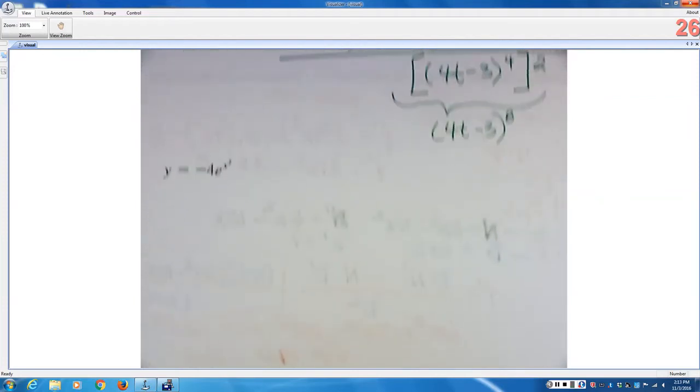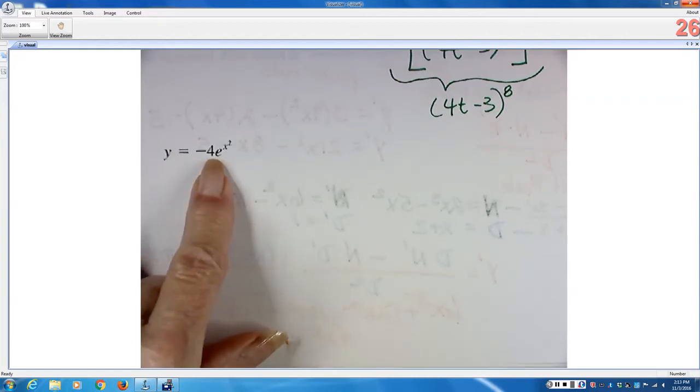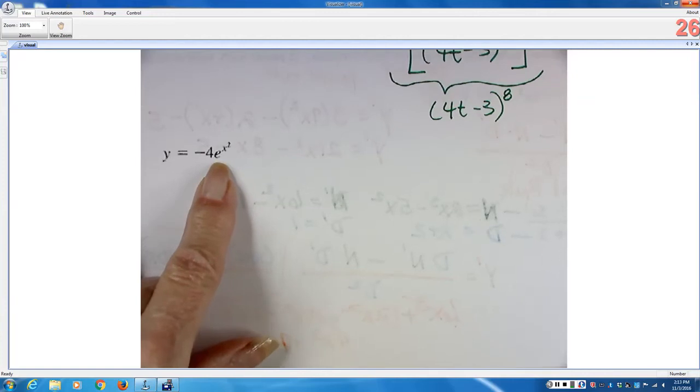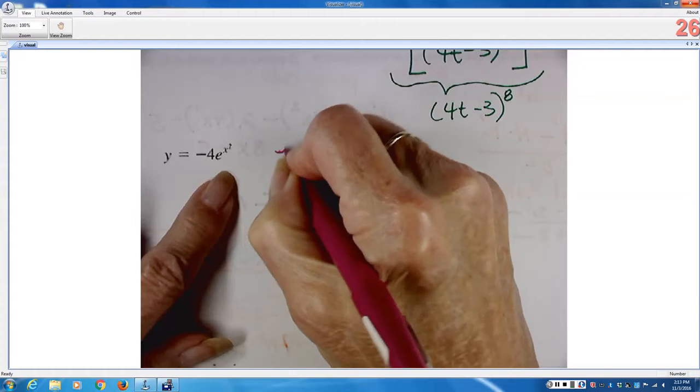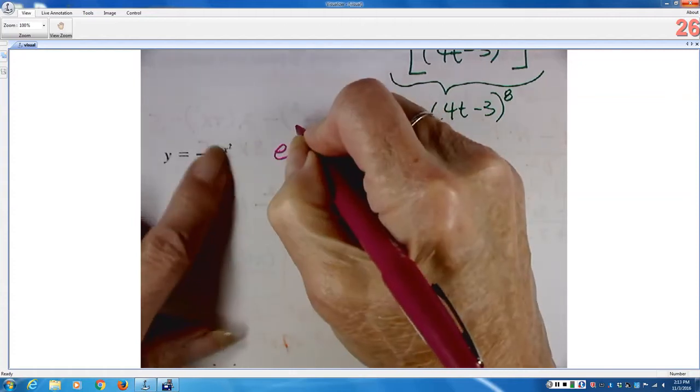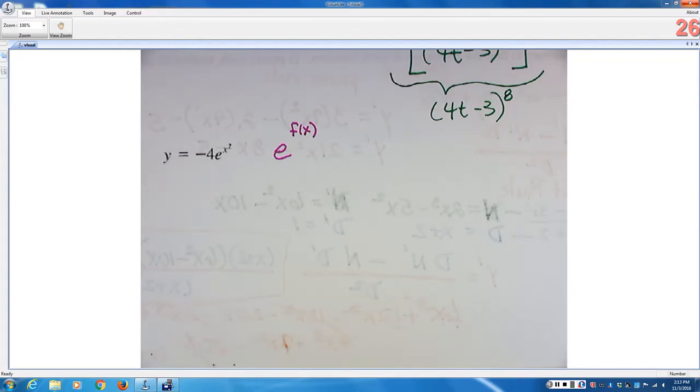Okay. This is not a product rule because there is no variable between the negative 4 and the e. The only thing going on here is the e to the x. But the e to the x, the power, is actually a function of x. So it is chain rule.